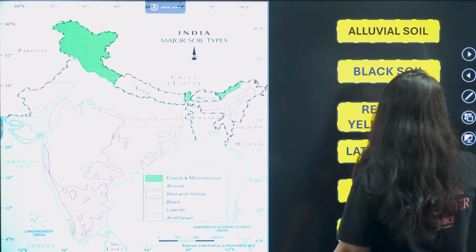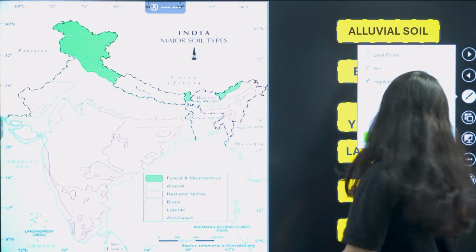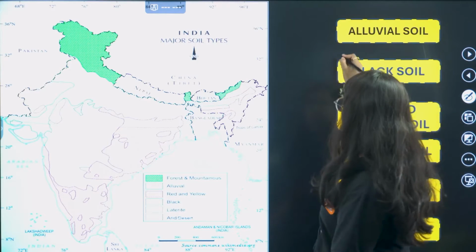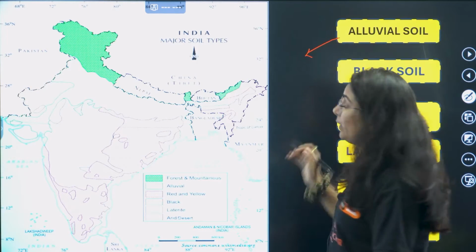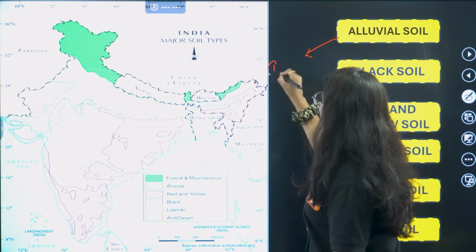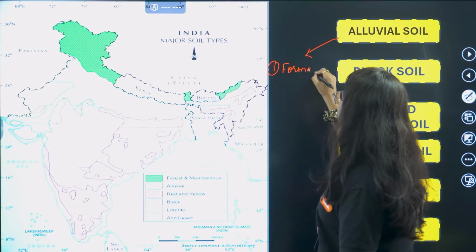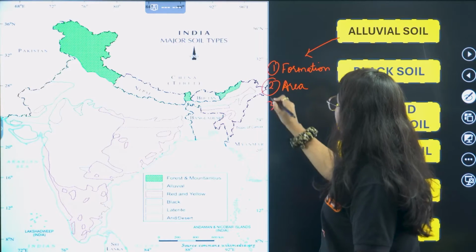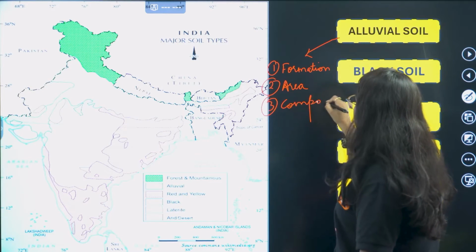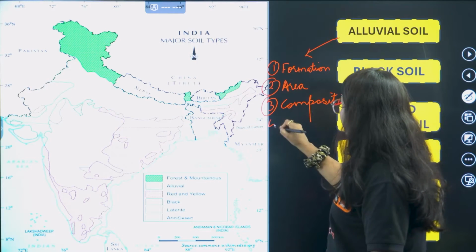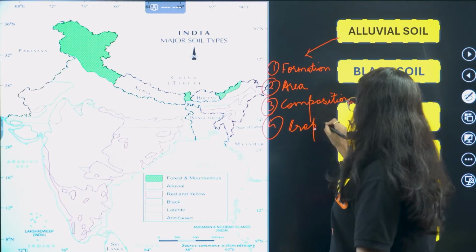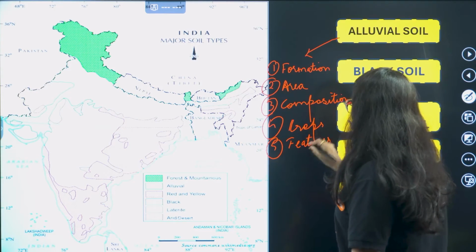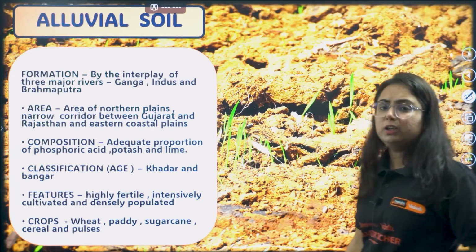But ma'am, whenever we study these soils, we mix up all the facts. How to remember them all? Very easy thing I'm just going to share with you. You just divide the soil into the following subheadings. For example, the first thing you need to remember is how the soil is formed. In which area the soil is found. What is the composition of the soil? What are the crops that are grown in this soil? And last but not the least, any features related to this soil. So we will divide the topic as such and remember all the important points of all the soils.